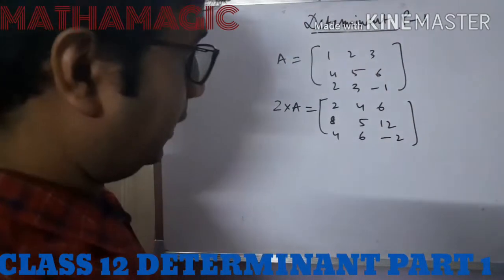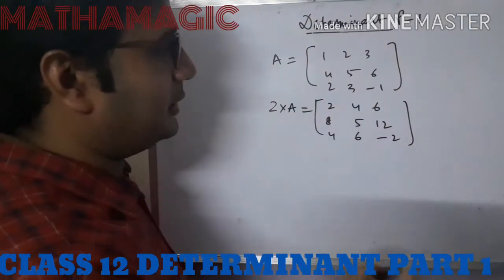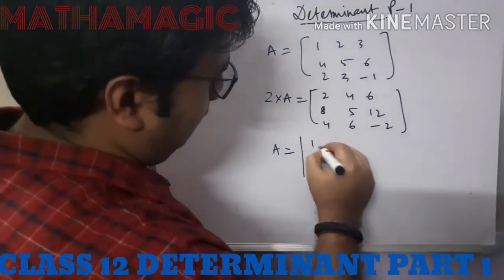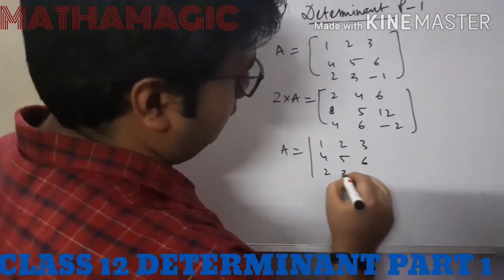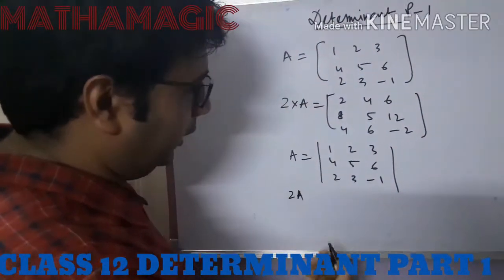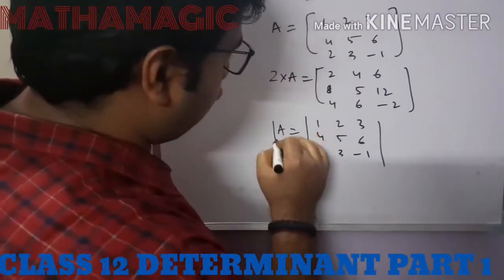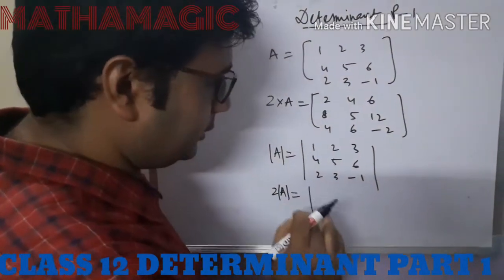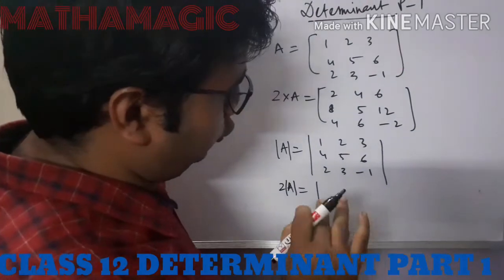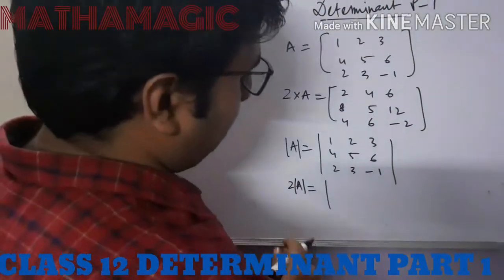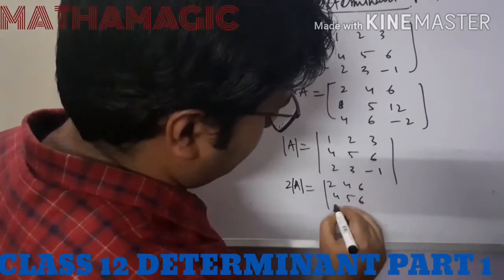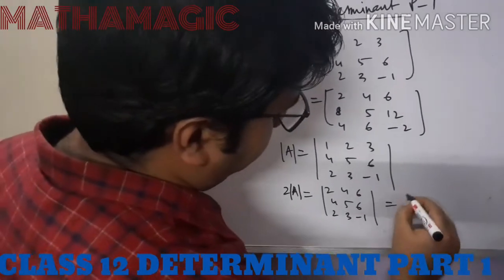It was like this. But in the case of a determinant, it is not the same. In the case of a determinant, if we have the same determinant, 1 2 3, 4 5 6 and 2 3 minus 1, and we want to multiply by any number, that is 2 or 3 or 4, whatever, you just need to do the multiplication with any one row or any one column, not with every row or column. That means we can write it like this also: 2 4 6, 4 5 6, and all the remaining will be the same.